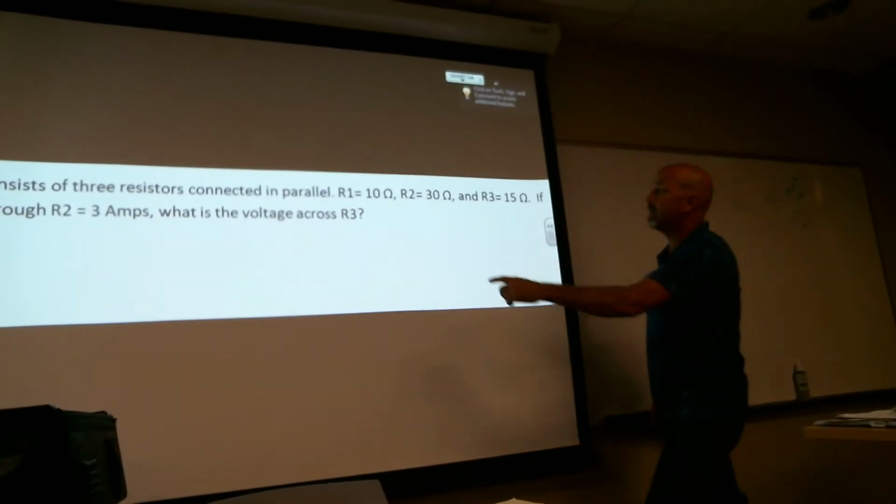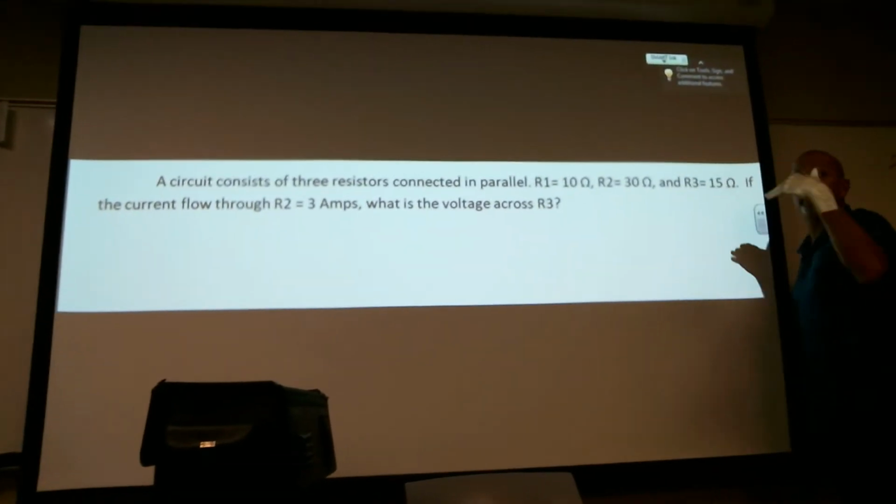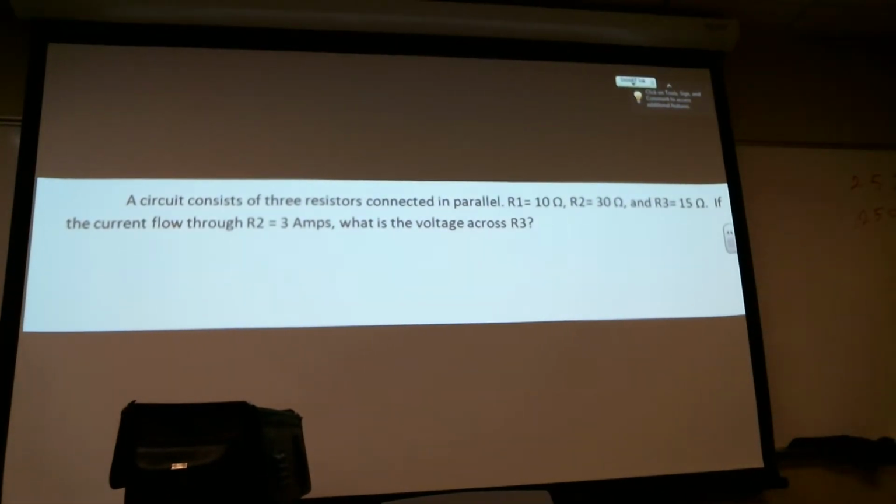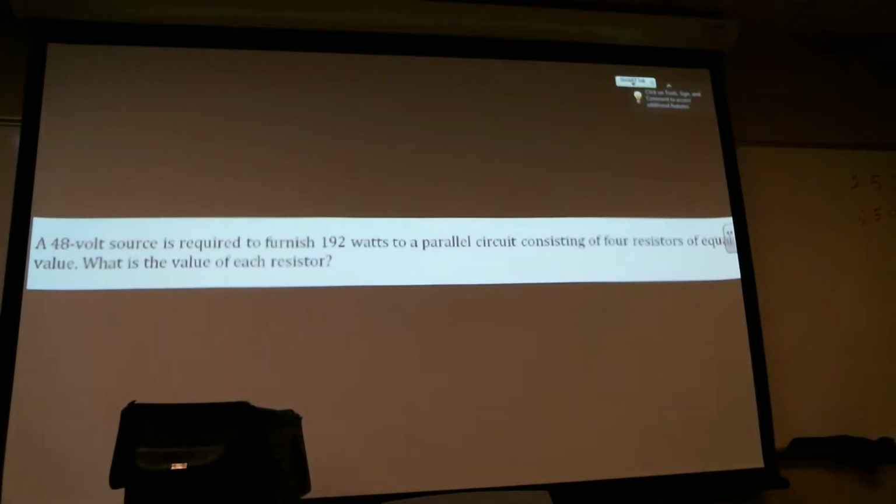So this is giving you R1 and R3 just to send you off on a wild goose chase. Get the total volts for R2. The voltage drop is the same in a parallel circuit.